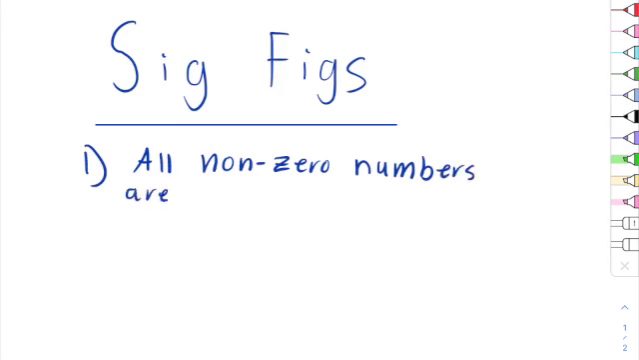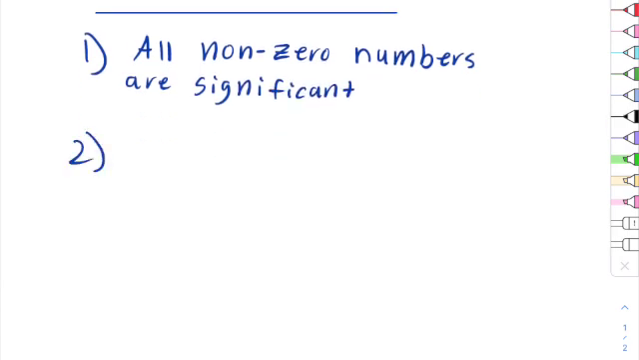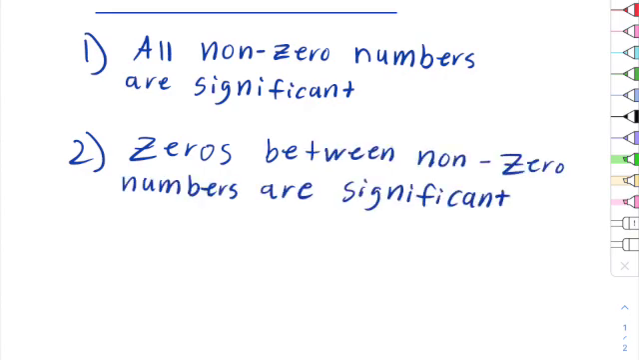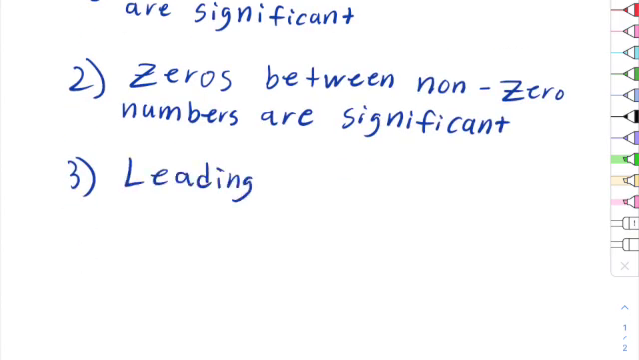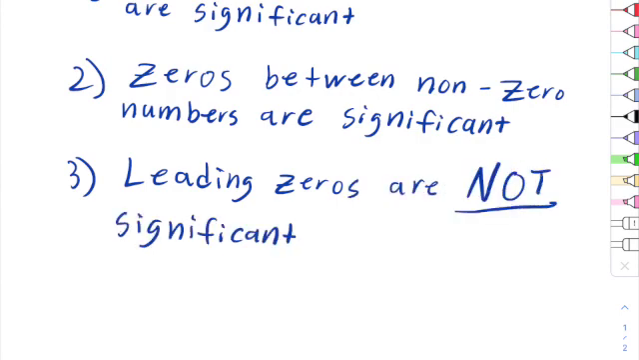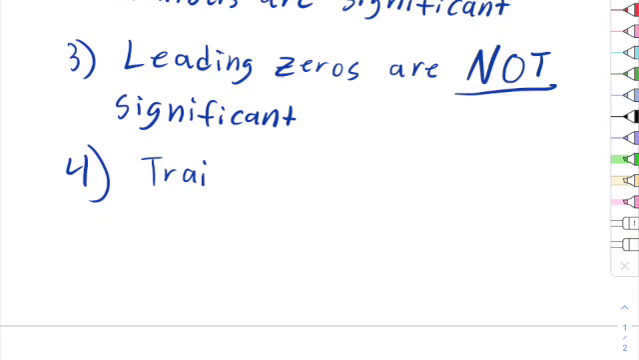Number 1, all non-zero numbers are significant. Number 2, the zeros between non-zero numbers are significant. Number 3, leading zeros are not significant. We will see what leading zeros mean in a second.